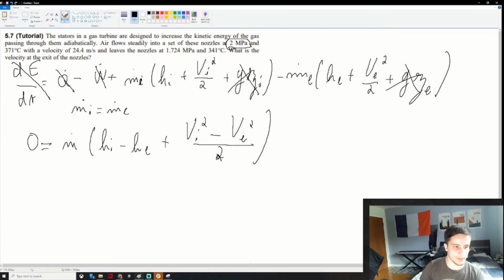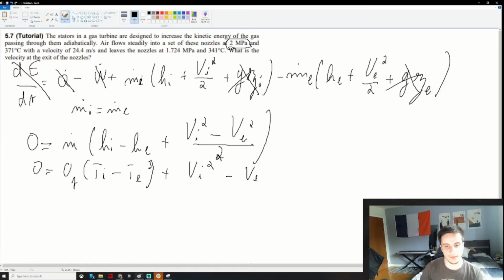Mass flow rate can also be divided out of both sides, and so we don't really need it. And so we're left with the exact same equation as before. That's a Cp, by the way. It's T initial minus T exit plus velocity initial minus velocity at the exit divided by 2. Make sure again to multiply this by 10 to the power minus 3 to convert to kilojoule.